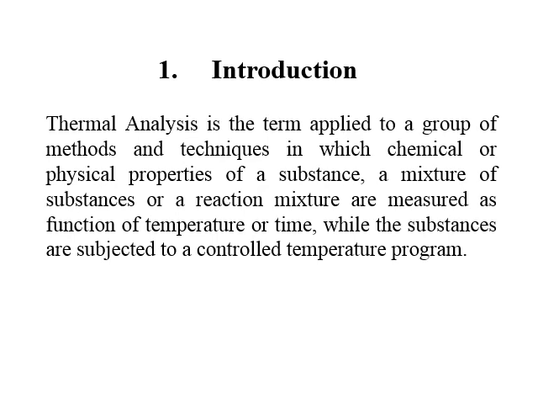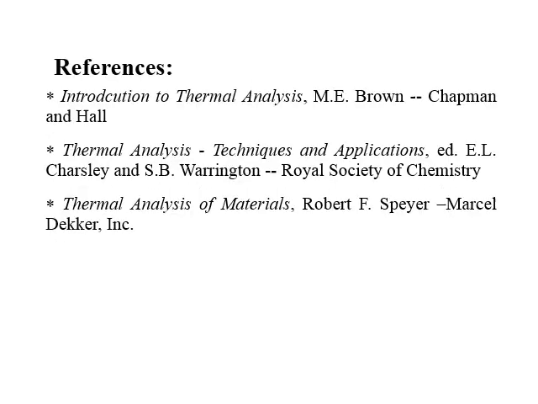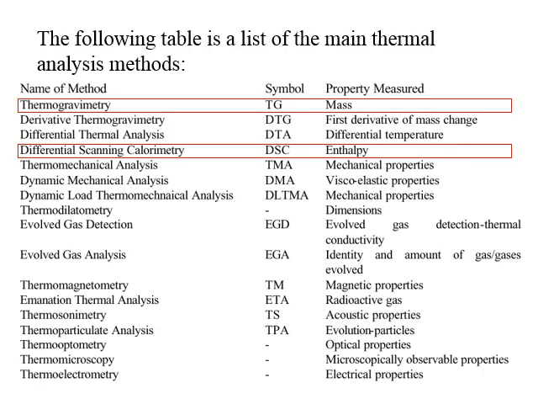In this particular lecture, we're going to restrict our discussion to two types of that technique, which is TGA, thermogravimetric analysis, and DSC, differential scanning calorimetry. A couple of references, you can read those on your own. This slide is just a table of main thermal analysis methods. As I said previously, we'll limit our discussion to TGA and DSC.